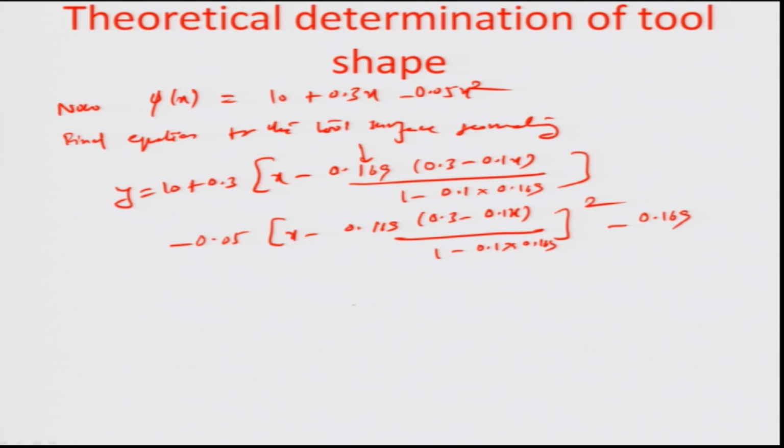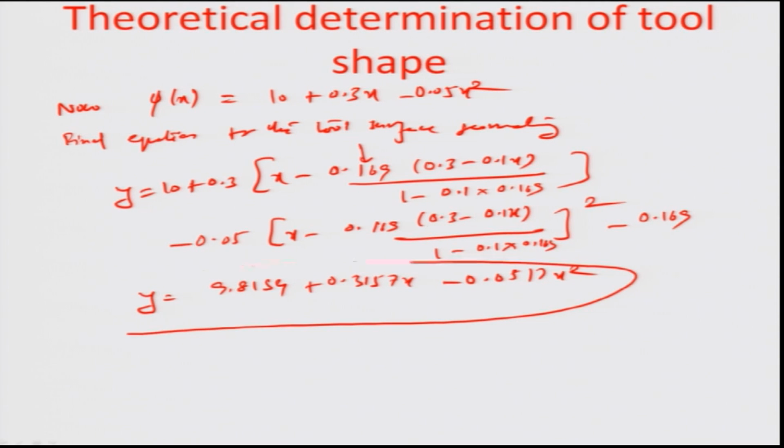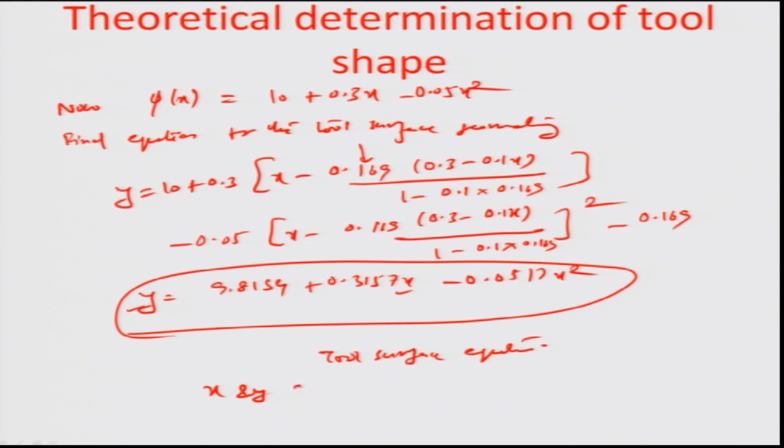We simplify this equation after solution and we arrive at a formulation: 9.8154 plus 0.3157 x minus 0.0517 x square as the final tool surface equation. So, given the workpiece relationship in the question, I can now find the relationship between the position coordinates y and x on the tool surface, where both x and y are in centimeters. This is typically how you theoretically estimate the tool surface or tool shape given a certain functional relationship on the workpiece shape.